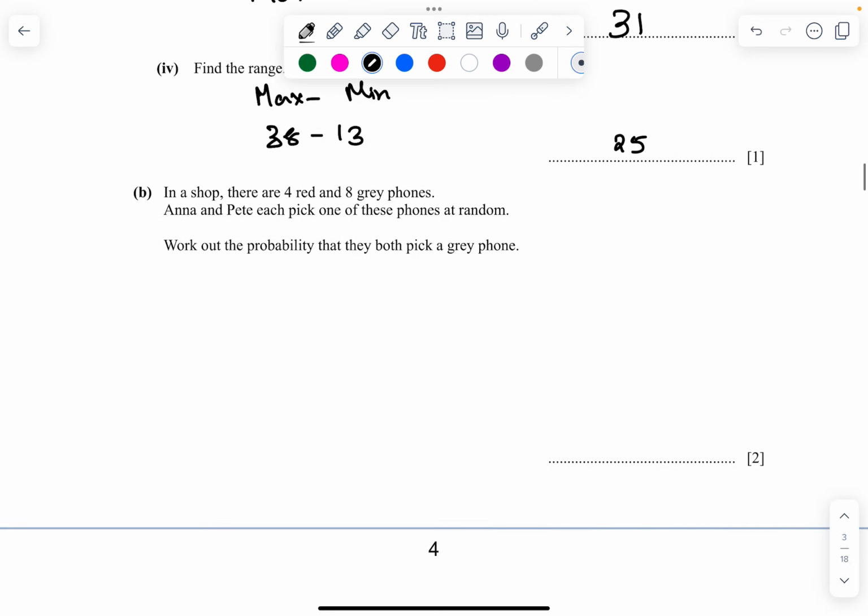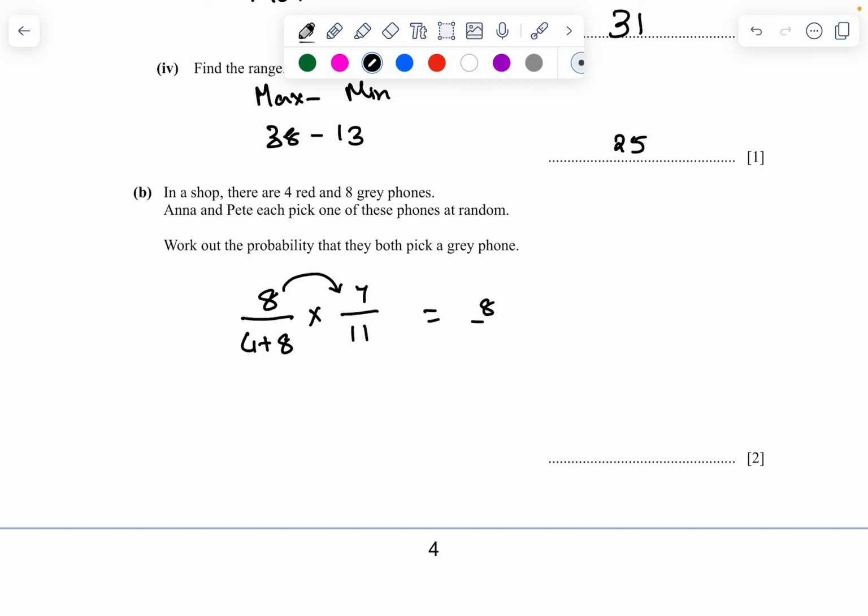In a shop, there are 4 red and 8 gray phones. Anna and Pete each pick one of these phones at random. Work out the probability that both of them pick gray phones. There are 8 gray phones out of a total of 4 plus 8, which is 12. Since one is picked, the next time one number will be less: 8 becomes 7 and 12 becomes 11. So it is 8 upon 12 times 7 upon 11, which is 14 upon 33. That is the answer for that question.